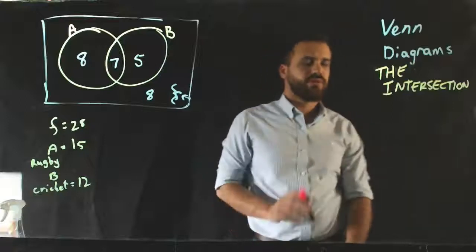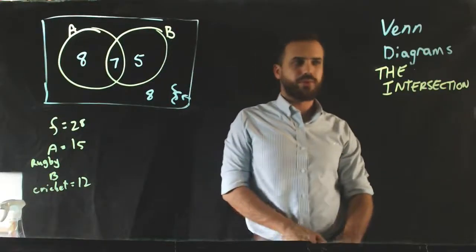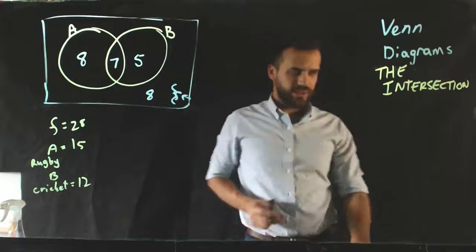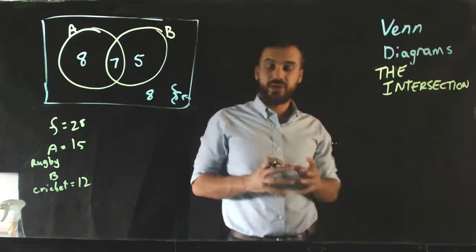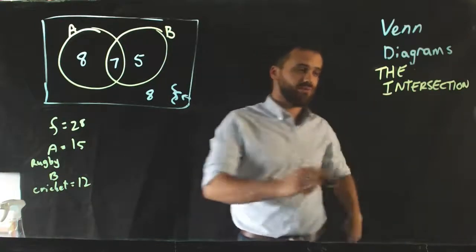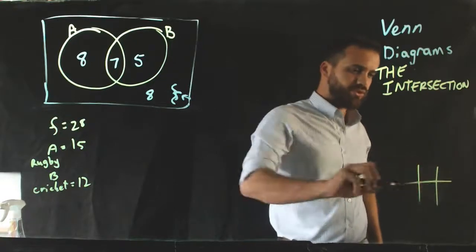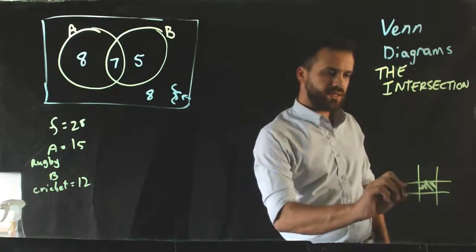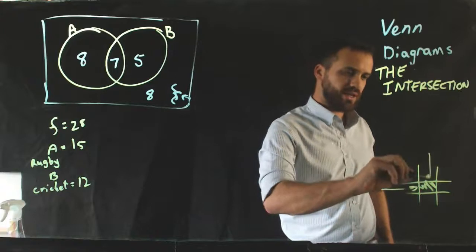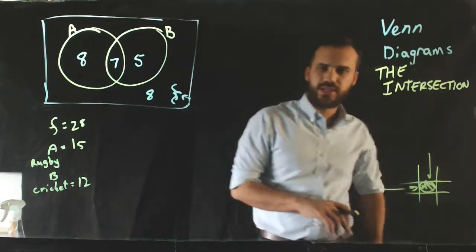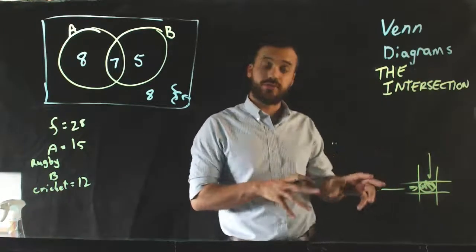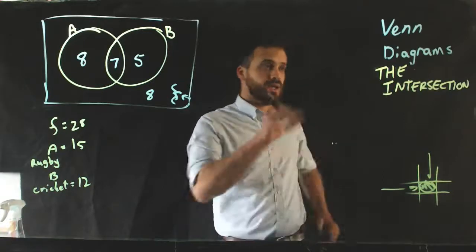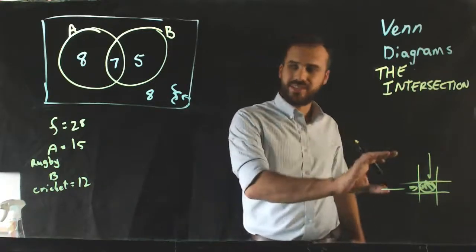So this time I'm talking about Venn diagrams again, but this time I want to look at the intersection. Now the intersection, you've seen the word intersection before. Two streets and they meet in the middle. So cars are driving this way, cars are driving this way. The intersection is the bit where they either stop and give way or they crash into each other. So that's what we mean by the word intersection.